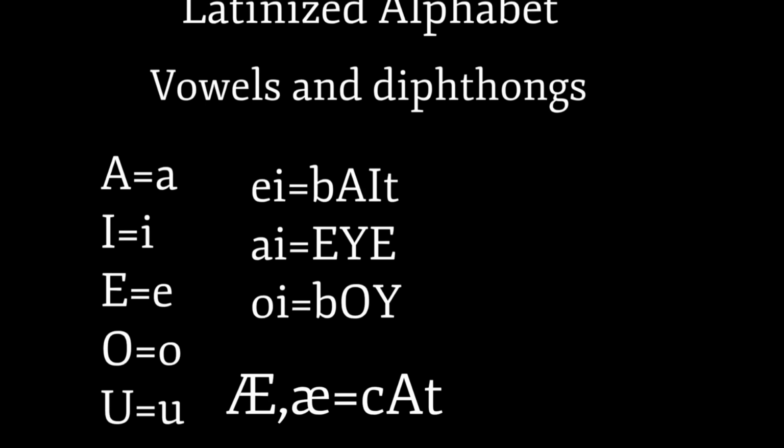Lesson 1, Latinized alphabet, vowels and diphthongs. A, I, E, O, U. A, I, oi, A. And I've chosen to use the Norse letter ash, as I like to distinguish between sounds more when I'm writing in any language I create.